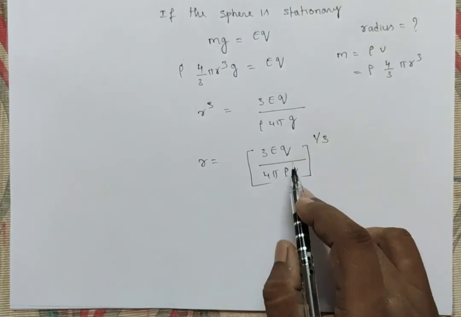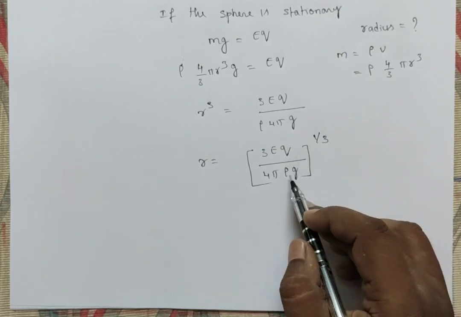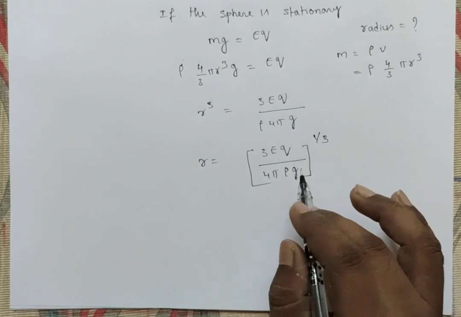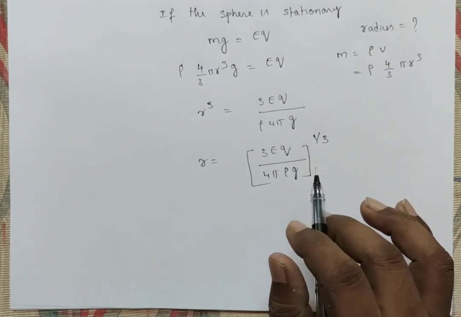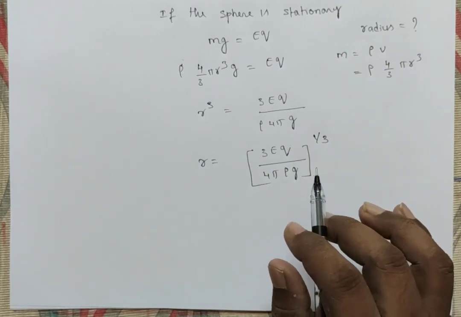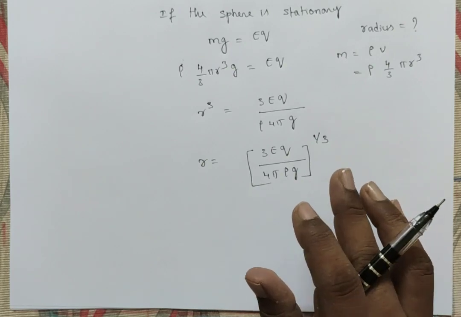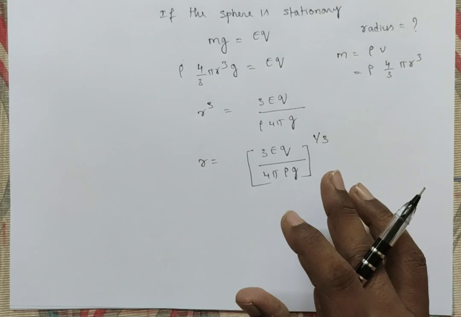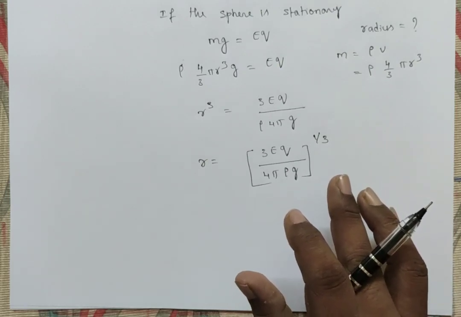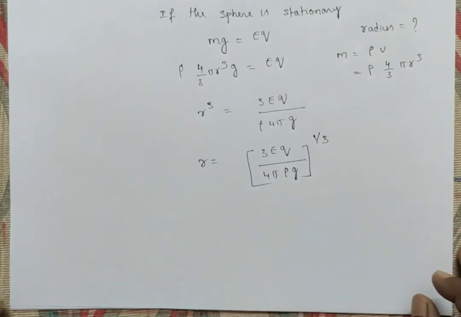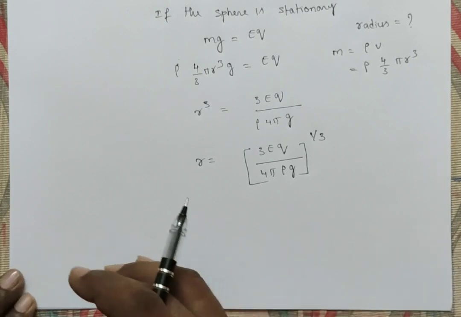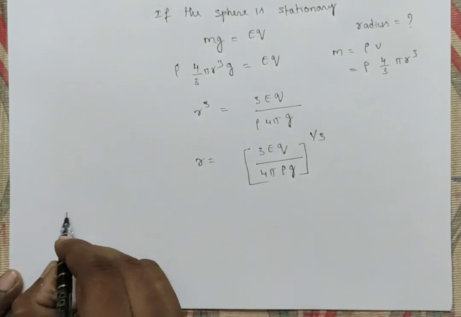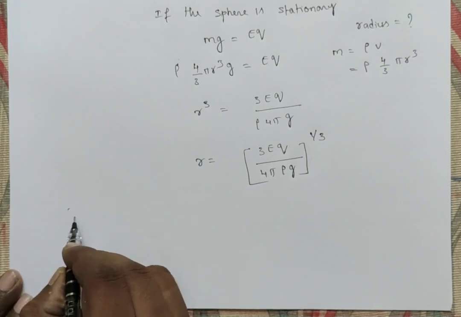Sometimes they will give you the charge, the density of the sphere and the electric field intensity, and you can find the radius of the sphere using this formula. There is also an example that will be discussed. Here I will give you all the information, and this is for your exercise.